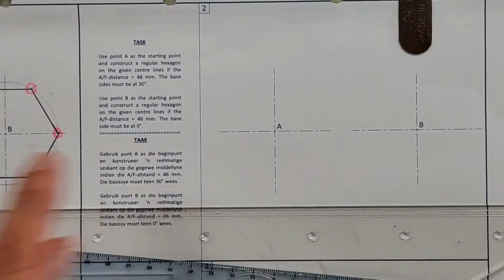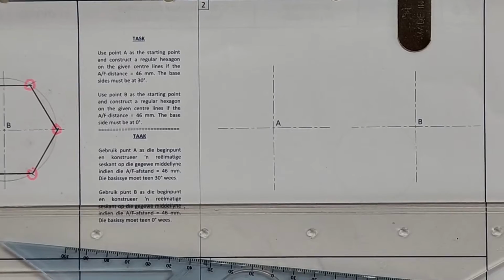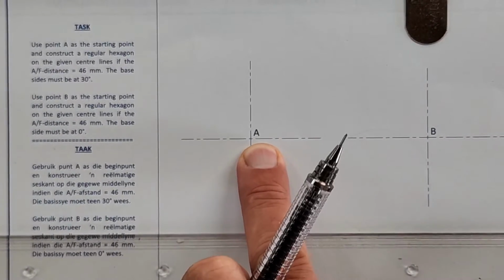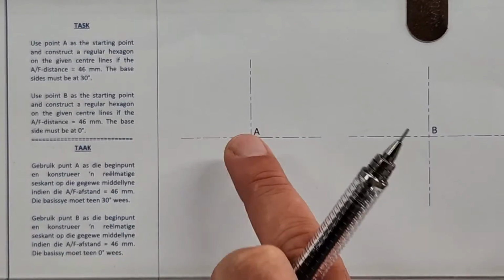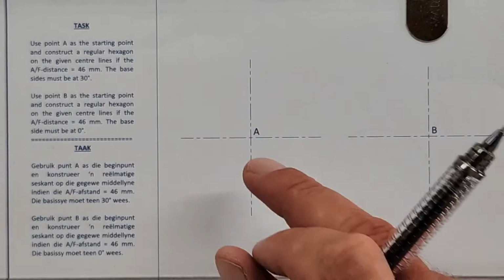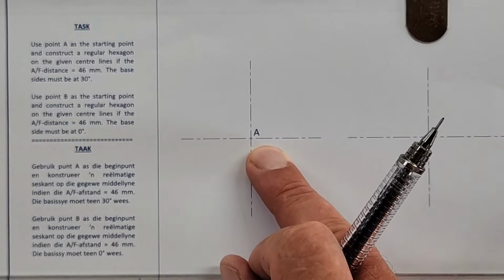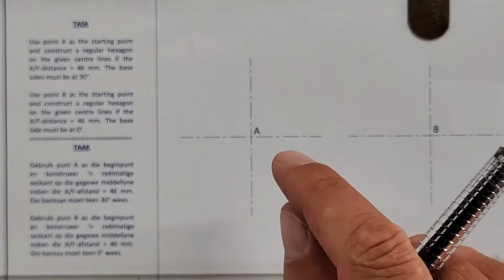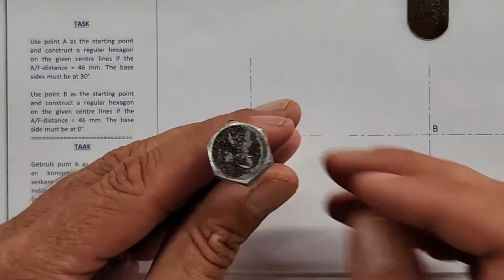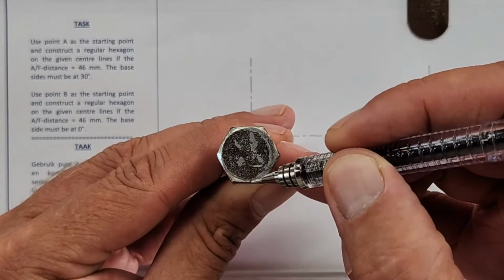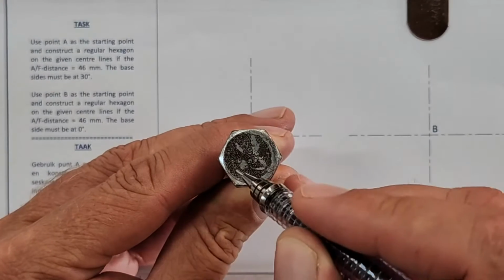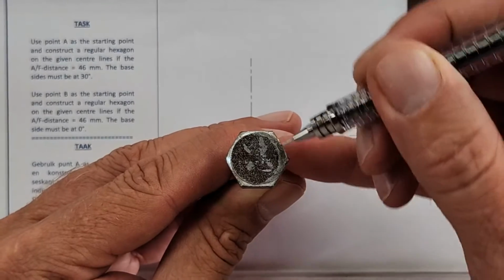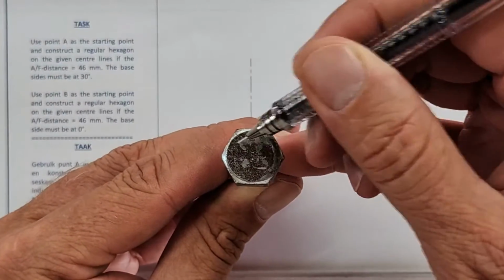Okay. Now, if you look here, they actually now start using this language that you've just heard. Use point A as a starting point and construct a regular hexagon on the given center lines. If the AF distance is 46 millimeter, the base sides must be 30. Okay, let's just start with one first. If the AF distance is 46, so they're saying this distance from here to there is 46. Do you agree? It's again from here to here it will be? 46. From here to here it will be? So it will be the same all the way.